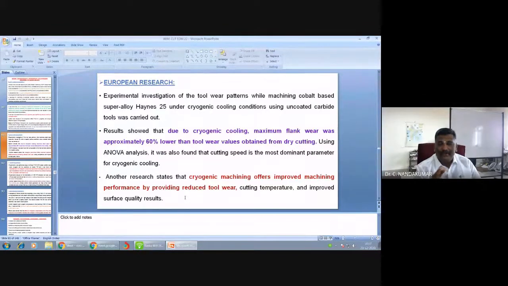Results showed that due to cryogenic cooling, maximum flank wear was approximately 60% lower than the tool wear values obtained from dry cutting. So, everywhere you use cryogenic, it will give a good result. Another researcher states that cryogenic machining offers improved machining performance by providing reduced tool wear. So it is absolutely correct. We also did the same thing, and we identified that the performance is very good.